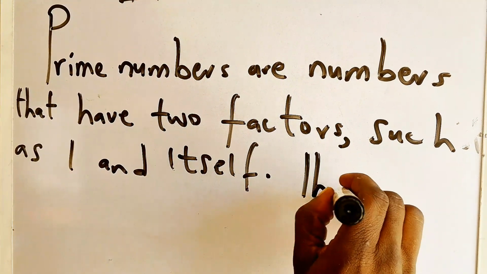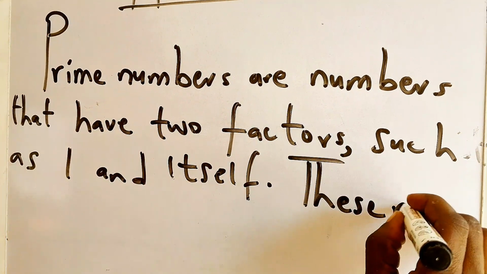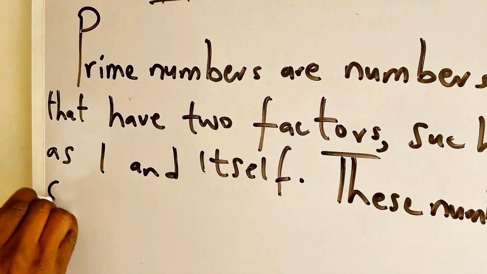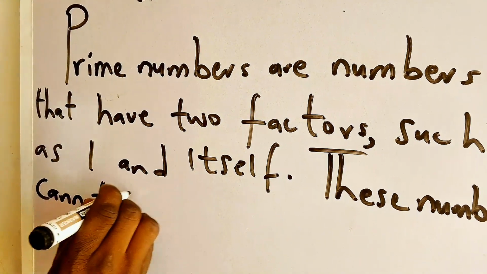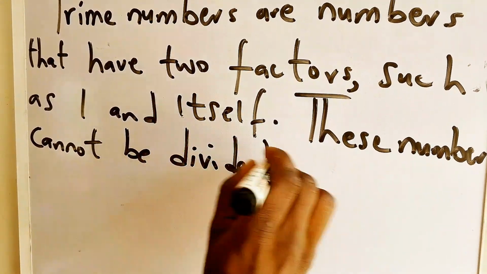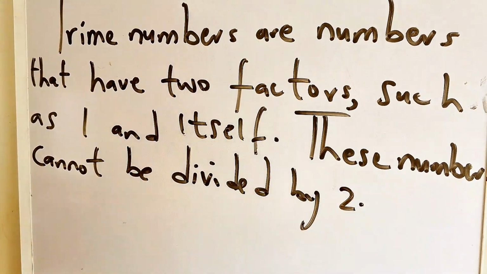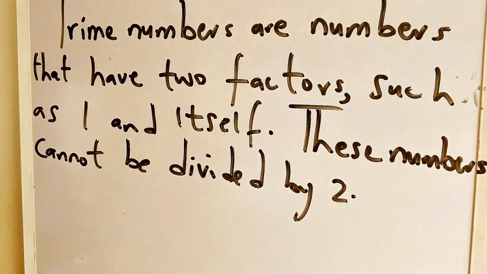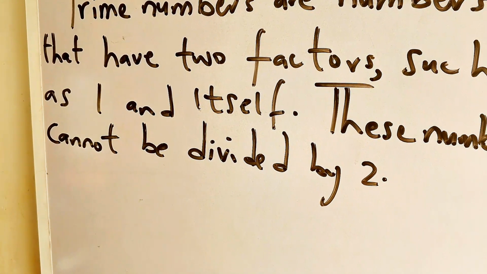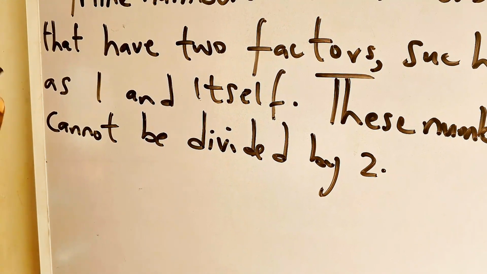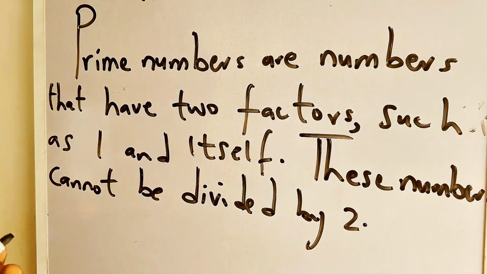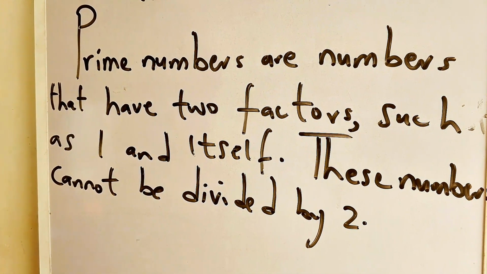These numbers cannot be divided by 2. When 2 divides these numbers, there will surely be a remainder. So prime numbers are numbers that have two factors, such as 1 and itself. These numbers cannot be divided by 2.